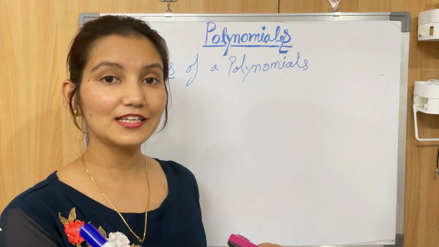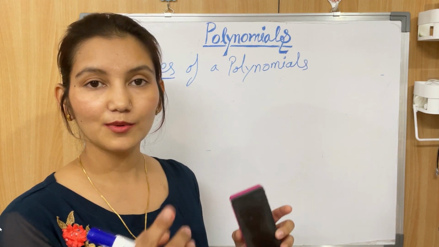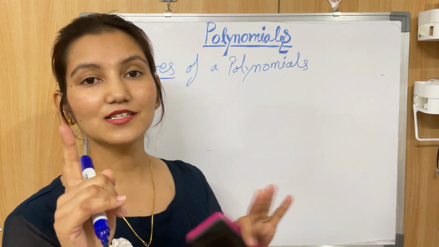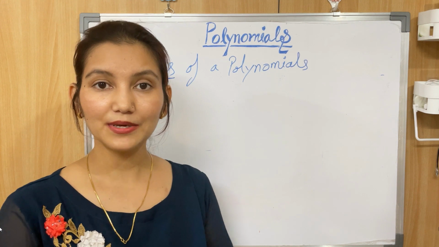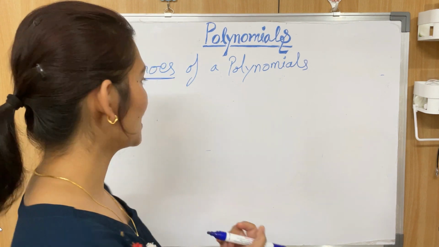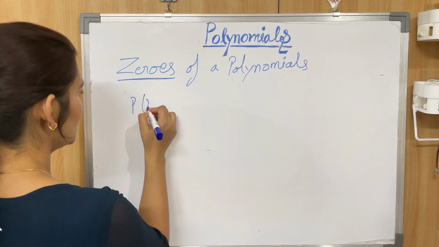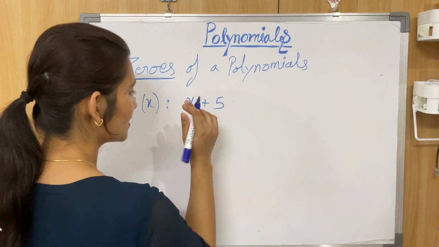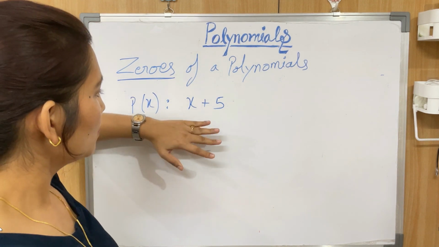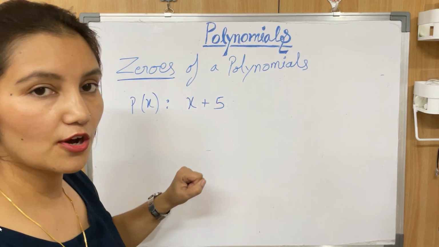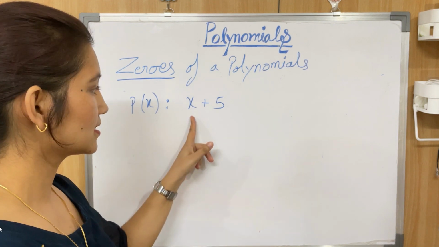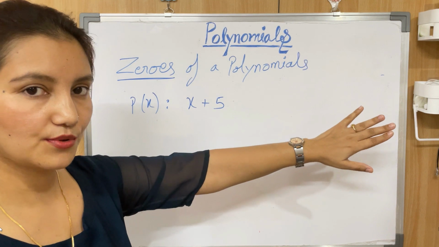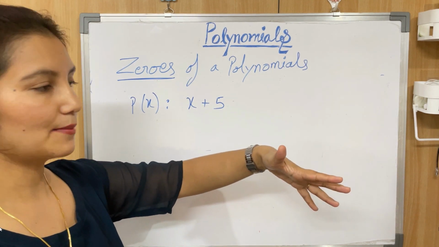Do you recall what a linear polynomial is? Linear polynomial means where the power of the variable is 1 and degree is 1, right? So that kind of polynomial would be a linear polynomial. So let's take an example. We are taking a polynomial x + 5, right? So the zero of this polynomial would be that value of x at which this polynomial would reduce to 0, right?